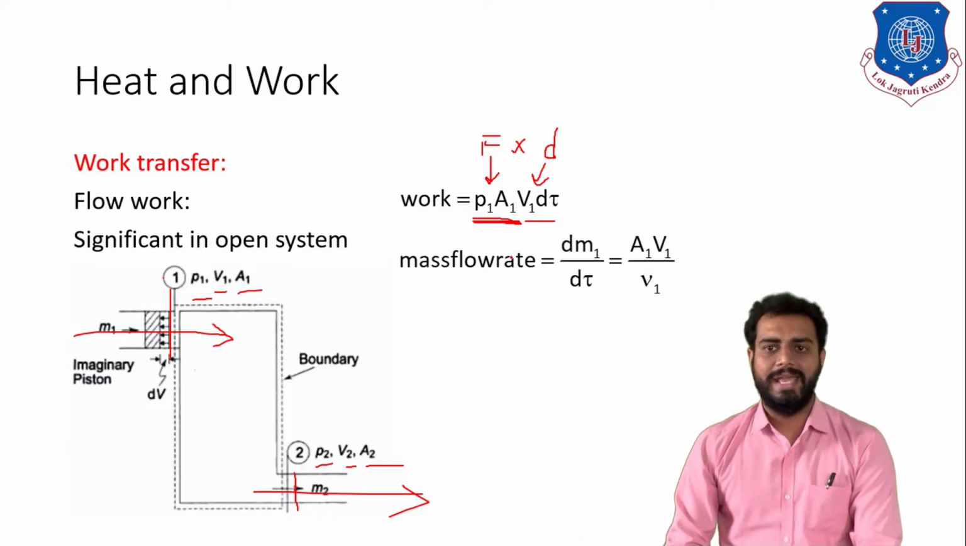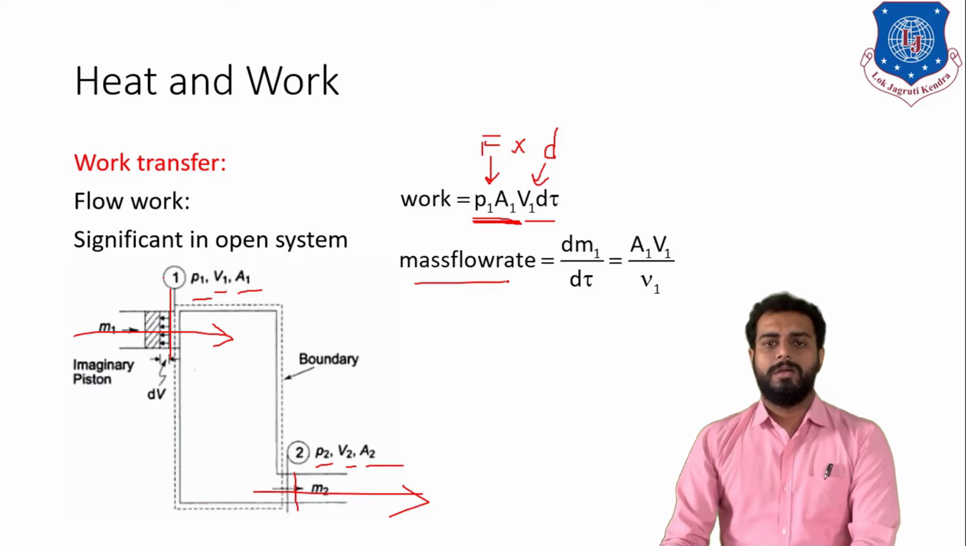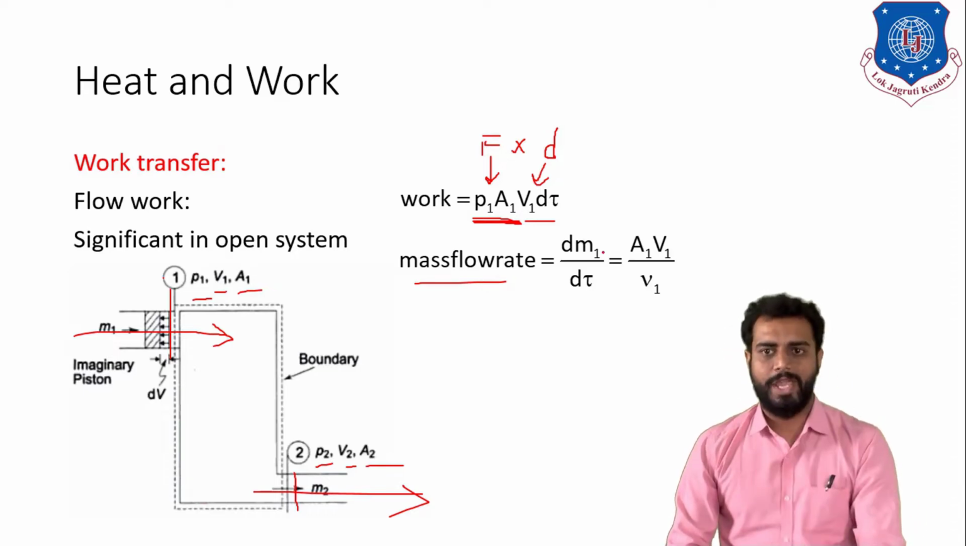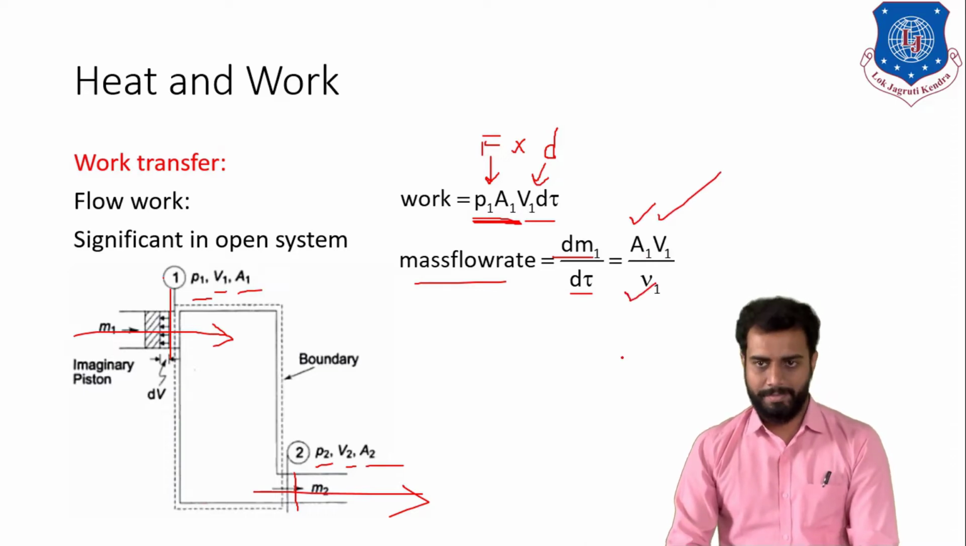Okay students. Next, mass flow rate. So mass flow rate is what? Rate of mass. That means mass with respect to time. So dm1 divided by time. So mass flow rate is also represented as area into velocity divided by specific volume. You have to remember this.